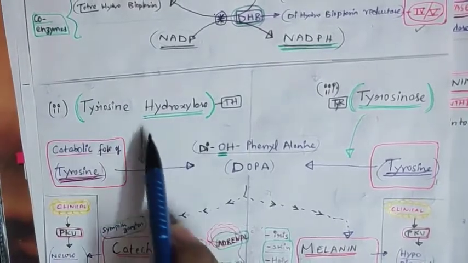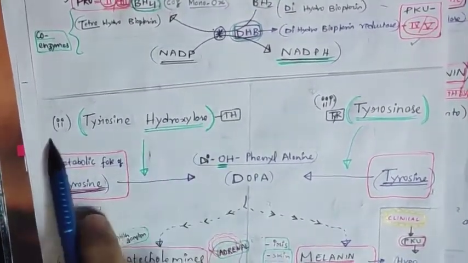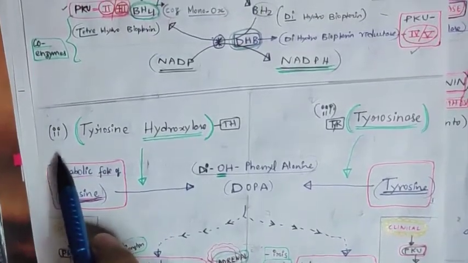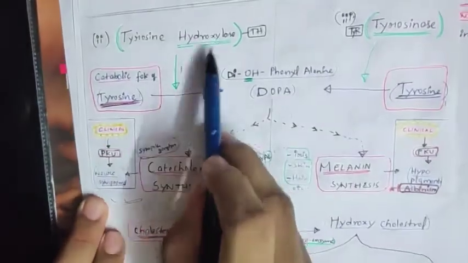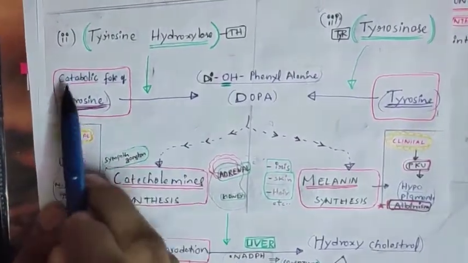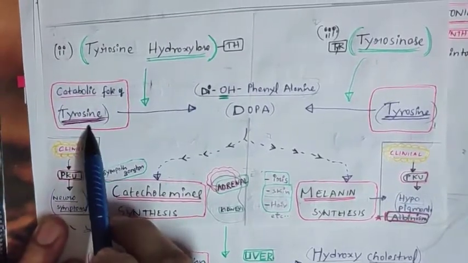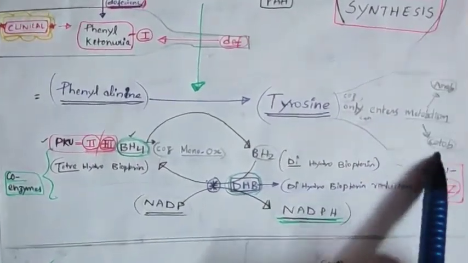tyrosine hydroxylase, TH. This is also a hydroxylase. This is the second example. First one is phenylalanine hydroxylase. Second one is tyrosine hydroxylase. With tyrosine hydroxylase, we can see the pathway. Catabolic fate of tyrosine. Here we can see tyrosine can only enter into metabolism, anabolic and catabolic. Now we are discussing the catabolic phase of tyrosine.